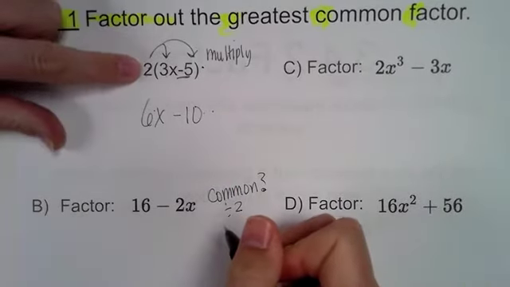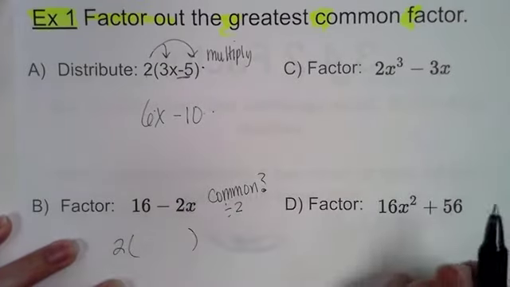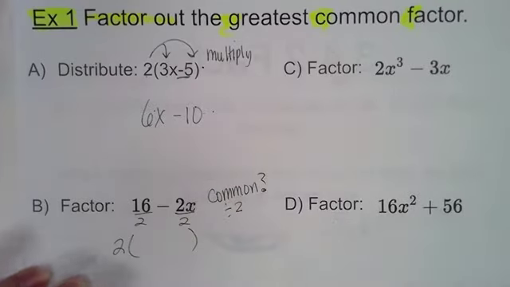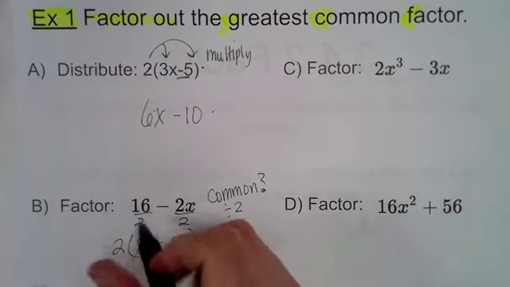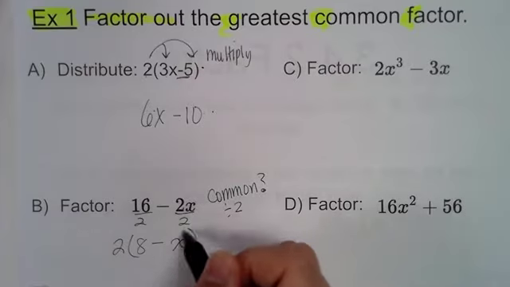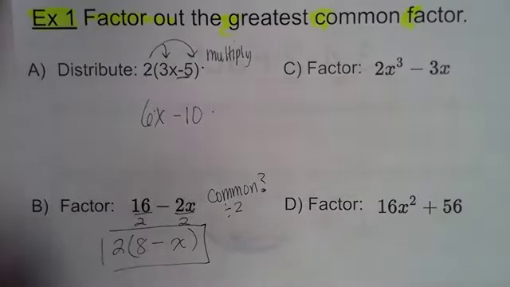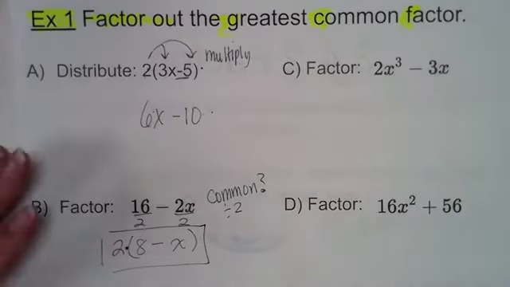And really what we're going to do is just rearrange it. We're going to pull that 2 out in front. And essentially it is dividing by 2 instead of multiplying. When I divide by 2, what's left behind? 8 minus x. Yeah, 16 divided by 2 is 8. 2x divided by 2 is x. And this is factored form. Remember, factors are just things that we multiply together. This is 2 times a group. Those are factors.